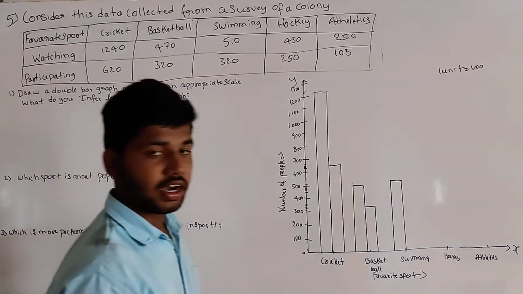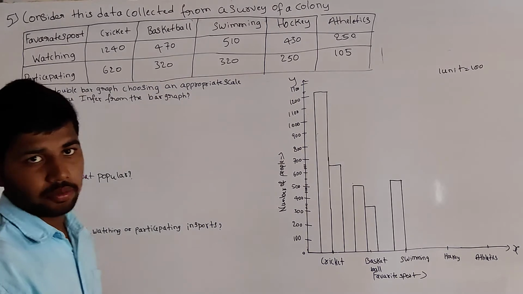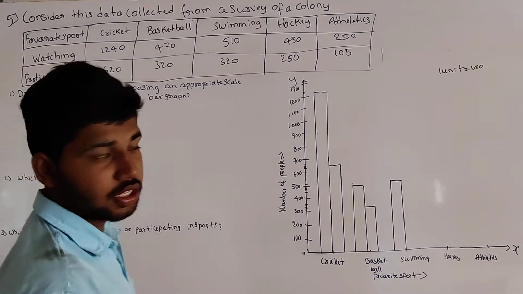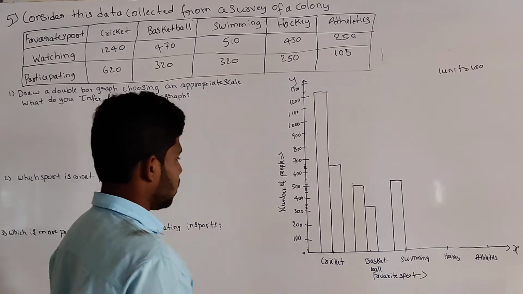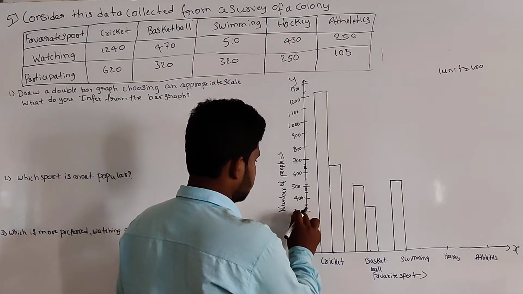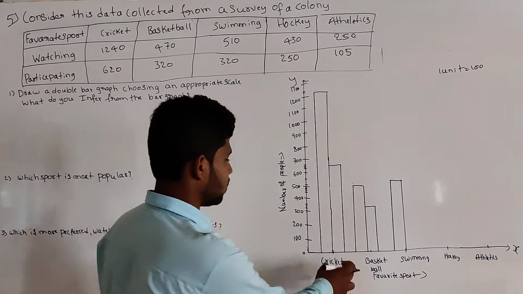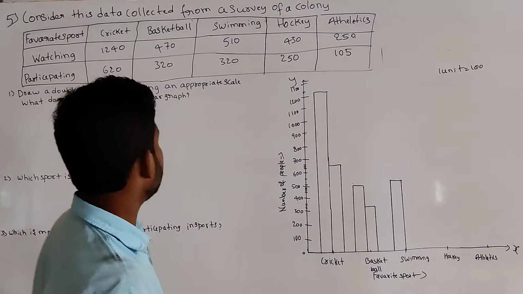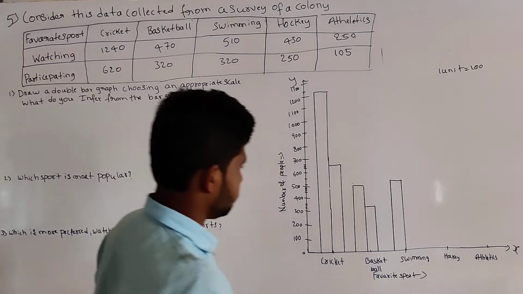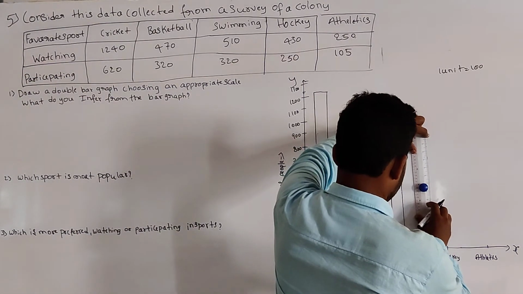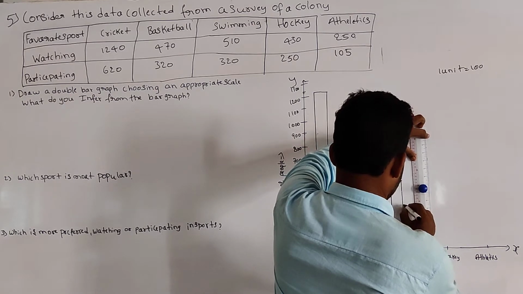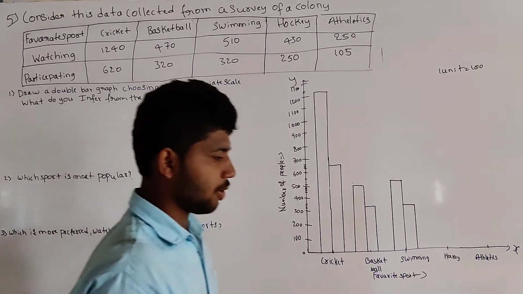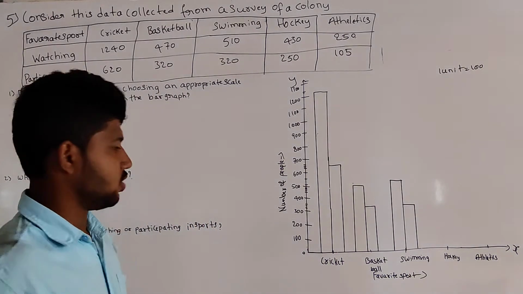The number of people watching swimming is 510. Coming to the number of people participating in swimming, it is 320. You will get 320 in between 300 and 400. The number of people participating in basketball is the same, 320.